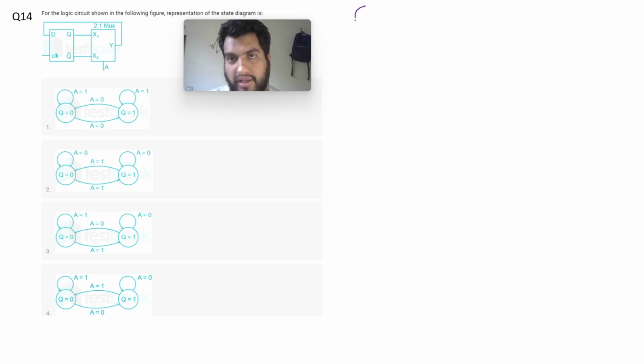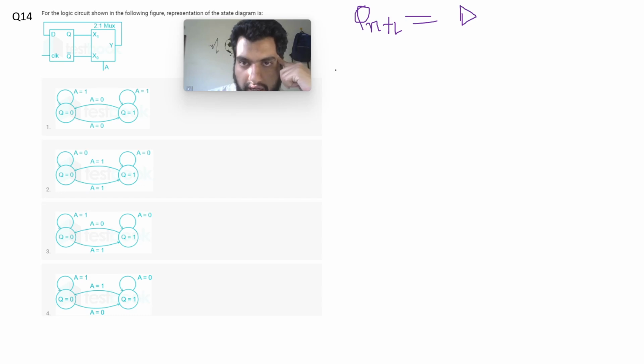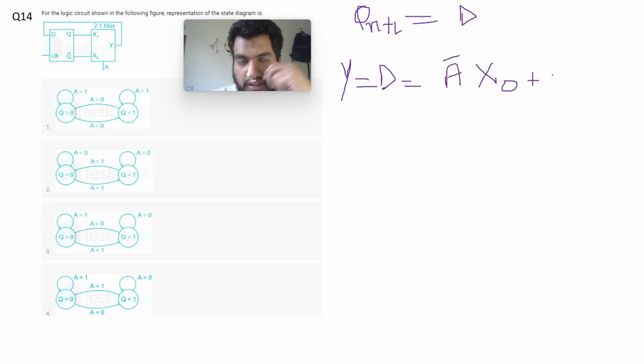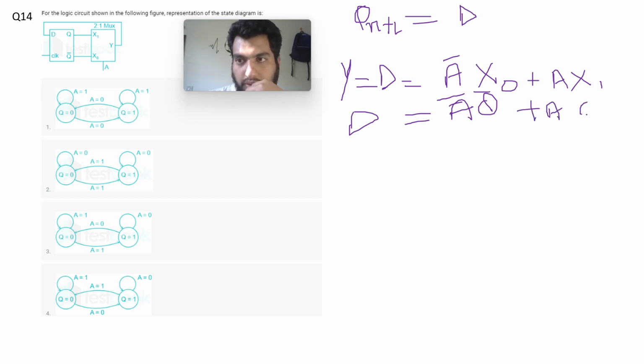You might be aware of this D flip-flop as we have done earlier. We have this equation Q of n plus 1 is simply equal to D, right? And here Y is equal to D is equal to A bar X0 plus A X1. So D is equal to A bar X0, which is Q bar, so A bar Q bar, and A X1 is A Q. So D is equal to Qn plus 1. So Qn plus 1 is equal to A bar Q bar plus A Q.